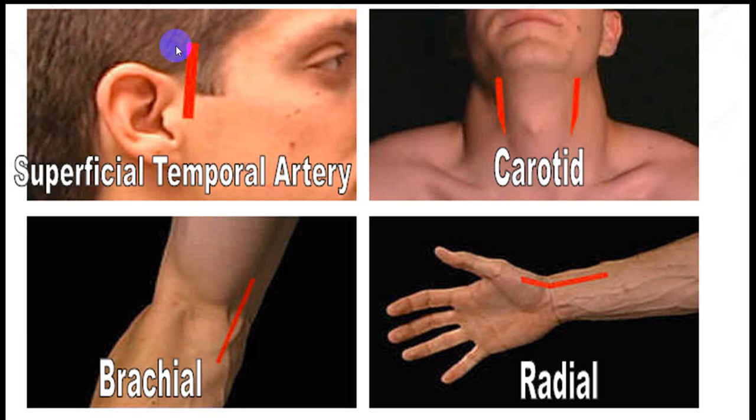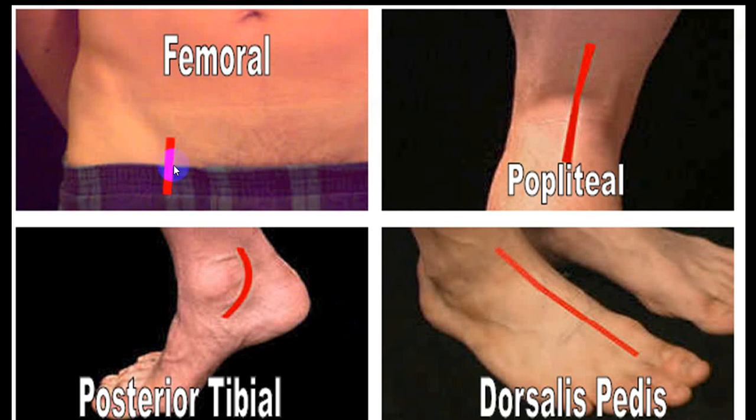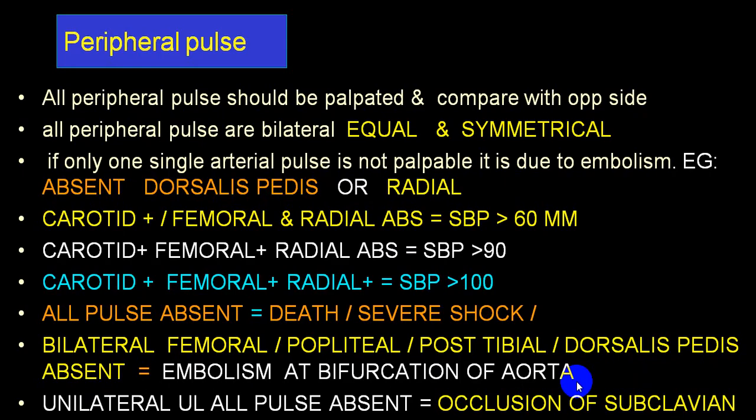This is again a superficial temporal artery. This is carotid. This is radial. This is brachial. This is femoral, site of femoral. This is the posterior side of the knee joint, popliteal. This is the posterior tibial. This is dorsalis pedis. Different sites which have been shown.